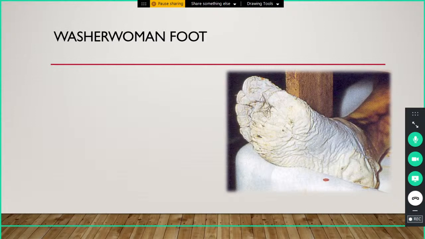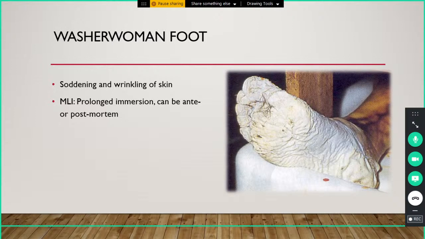This is washerwoman foot. Softening and wrinkling of the skin. It is seen in cases of drowning or prolonged immersion of foot or hands in water. It can be either antemortem or postmortem, both.